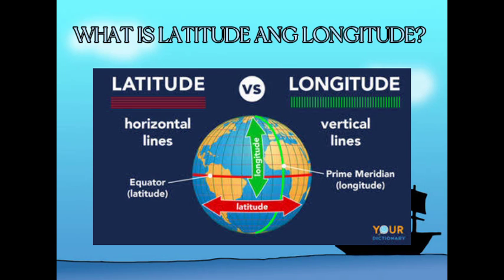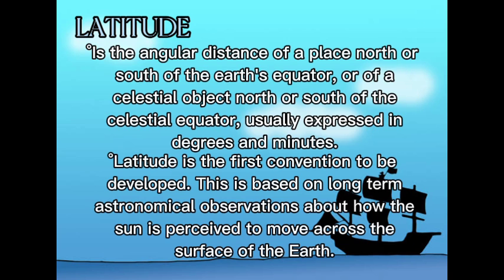What is latitude and longitude? Latitude is a horizontal line while longitude is a vertical line, and the latitude is labeled in the equator and the longitude is labeled in the prime meridian. Latitude. Latitude is the angular distance of a place north or south of the Earth's equator or of a celestial object north or south of the celestial equator.